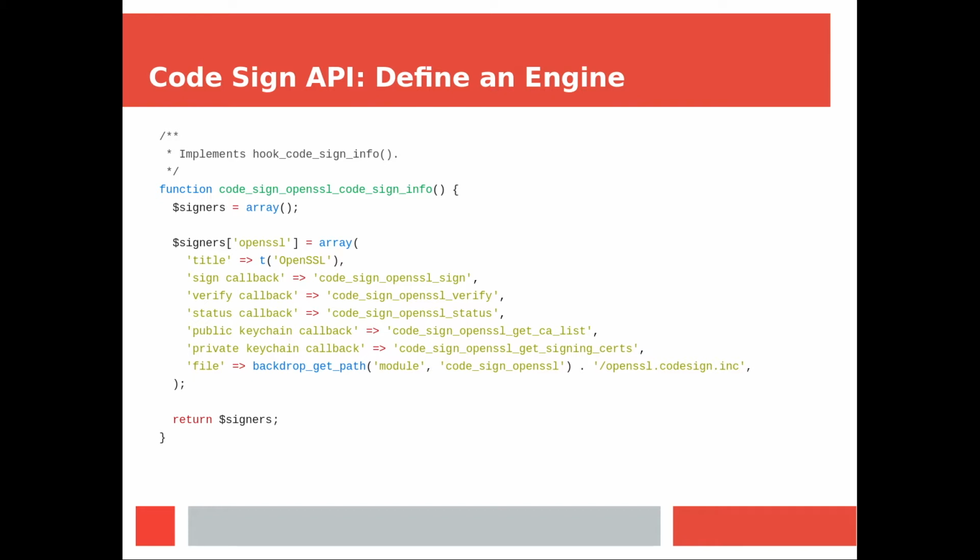Defining an engine. We've seen this paradigm a million times in Drupal. It is a basic hook info. It's not using the CTools version, it's just its own. But it returns something with a title, callbacks for all the various functions that we were going to be calling, and then a place where we can find all those functions. The CodeSign API itself will do a little bit of verification of the data coming in before it passes it off to one of the signing callbacks.